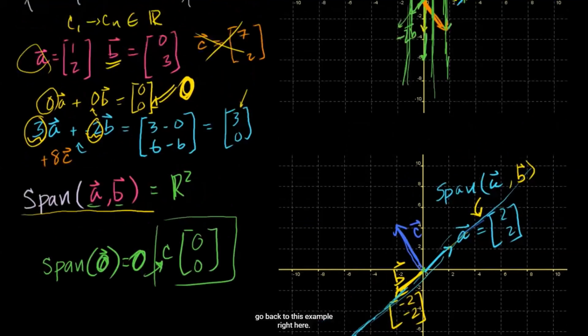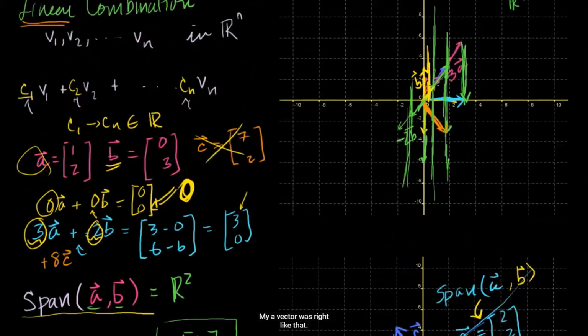Likewise, let's say I go back to this example right here. My A vector looked like that. If I were to ask just what the span of A is, it's all the vectors you can get by creating a linear combination of just A. So it's really just scaling.